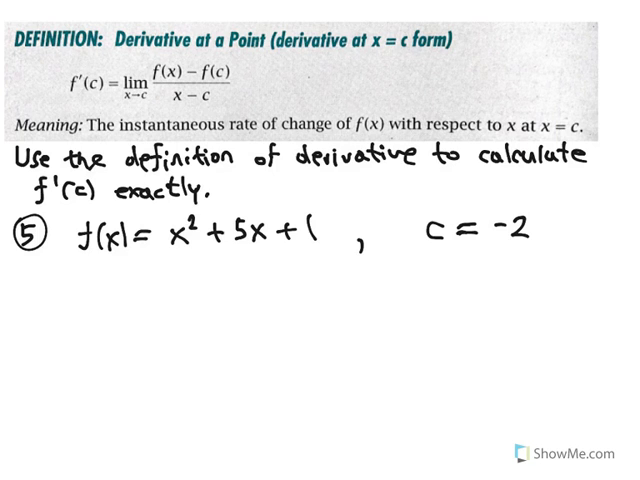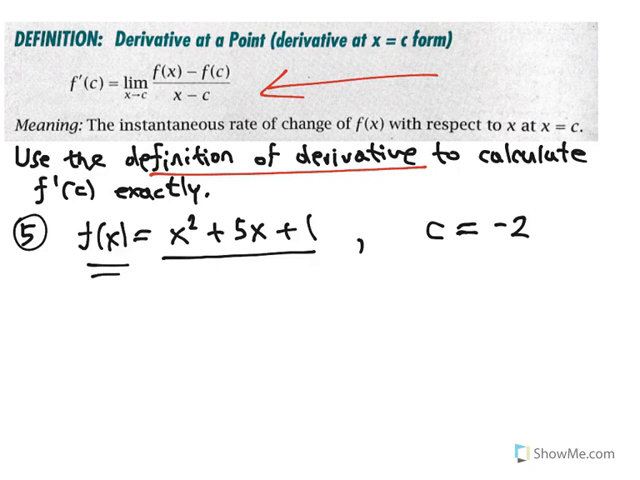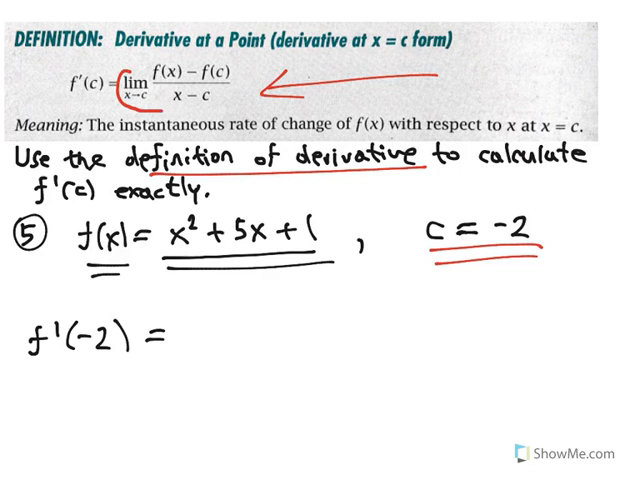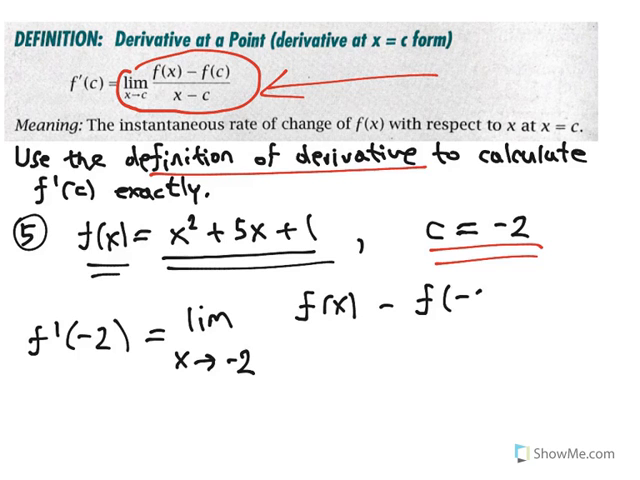So now we take a look at number 5. Use the definition of derivative, which is right here, to calculate f prime of c exactly. Our function is f of x is equal to x squared plus 5x plus 1, and the c value is negative 2. So what we want is to find f prime of negative 2, and that would be defined by this limit of this difference quotient. So we would take the limit as x approaches negative 2 of the difference quotient f of x minus f of negative 2 divided by x minus negative 2.